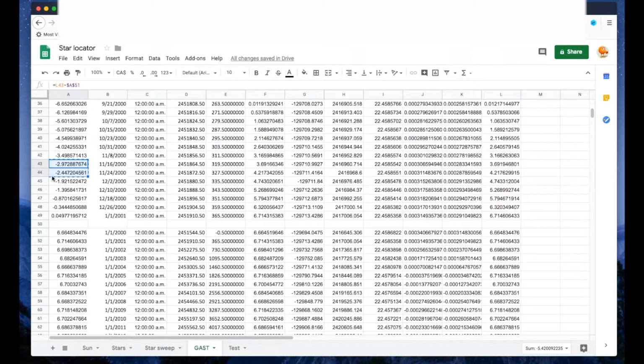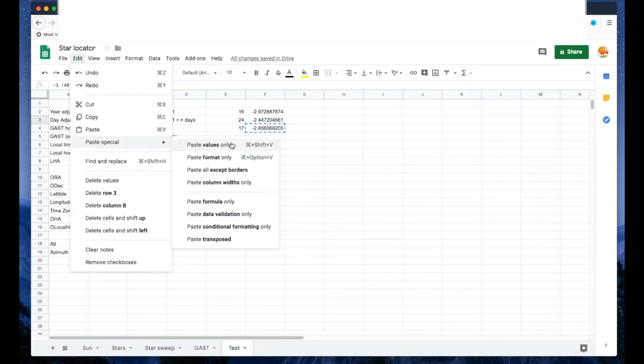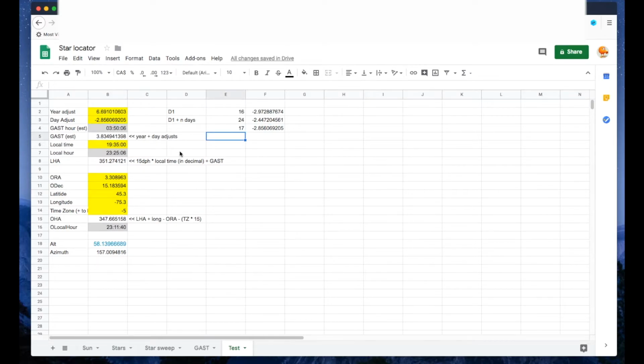16th and the 24th. So if this is the value for 16 and this is the value for 24, what I just did is I just created a small little formula here that will go and calculate the number of days between the 16th and the 24th and find the slope and then go and get the 17th and then calculate what that's supposed to be. So now we can take this one and put it in our day adjust. And so now we have our 2 values.